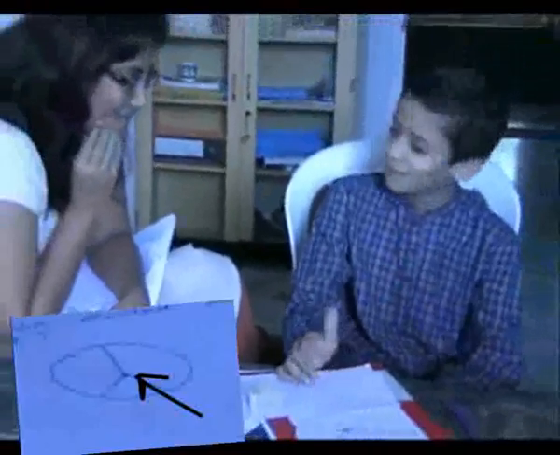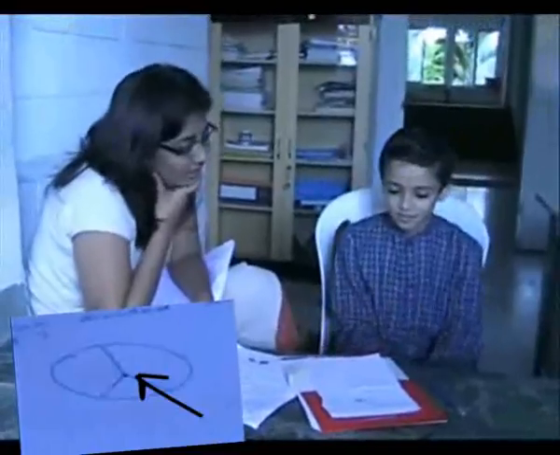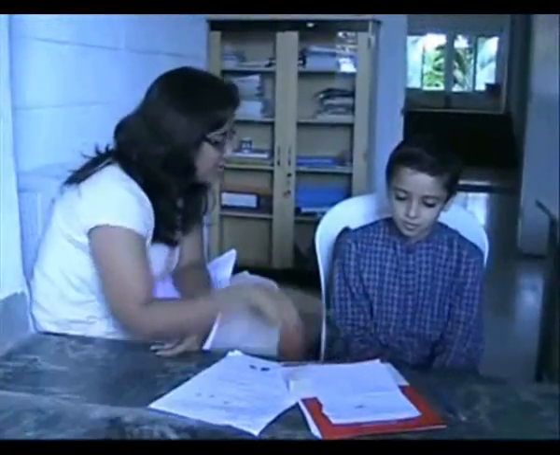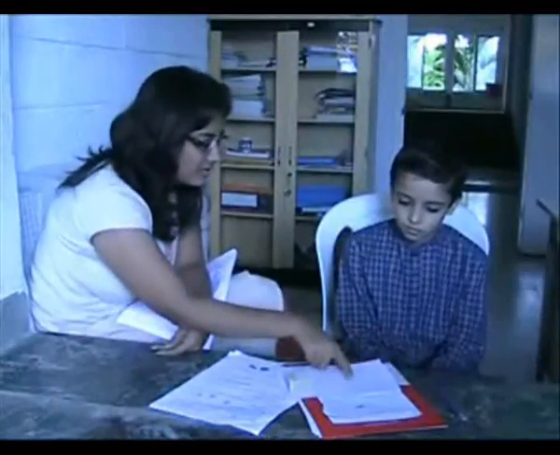1, 2, and 3, right? Which one? You can have only one slice. Which slice would you take? The small one. Small one? Why? Because I cannot take the large one. Okay, so you will take, but you think this is smaller than this? Yes. Yeah? Okay, so what fraction is this?